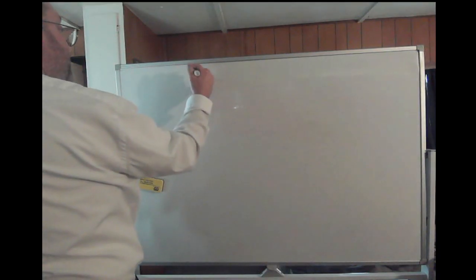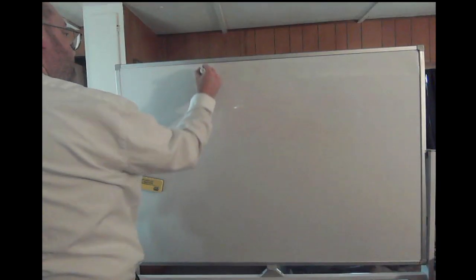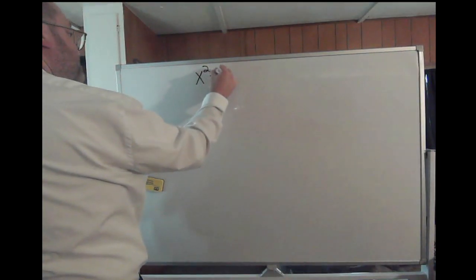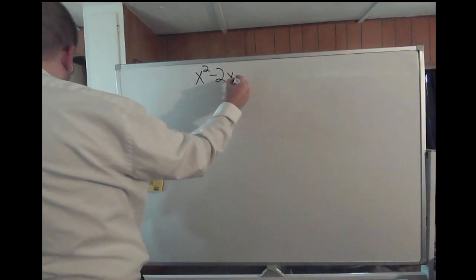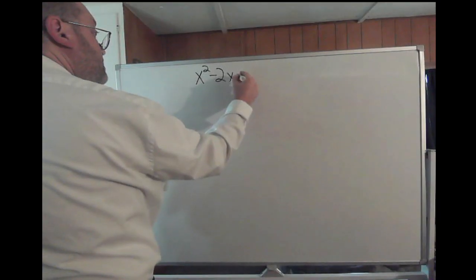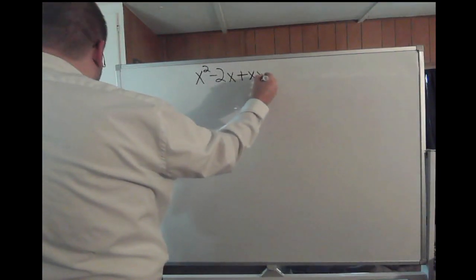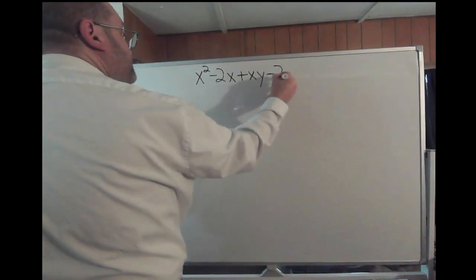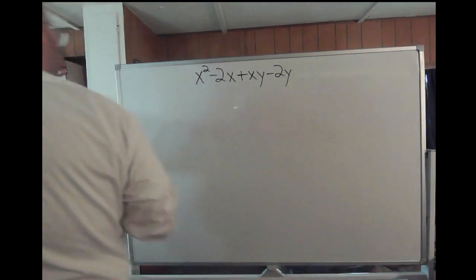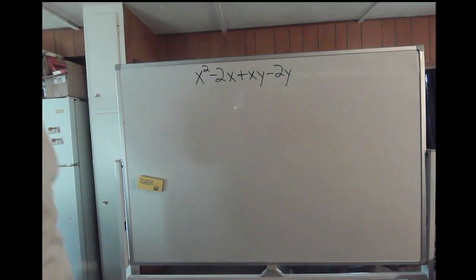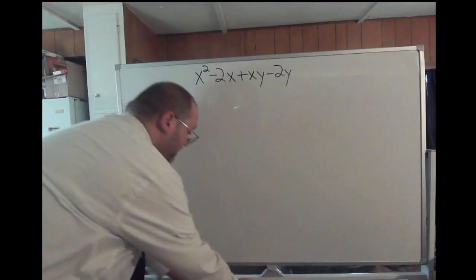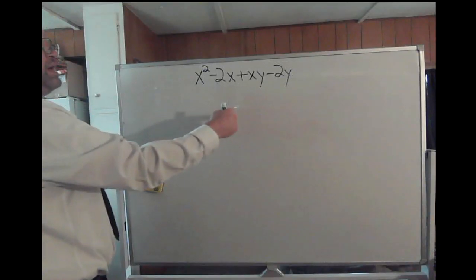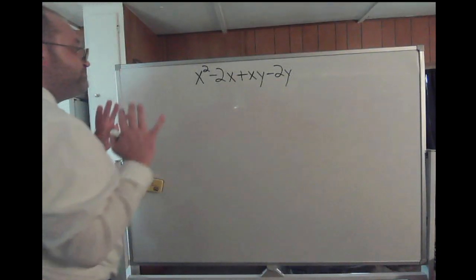We have x squared minus 2x plus xy minus 2y. Okay, so we got x squared minus 2x plus xy minus 2y.